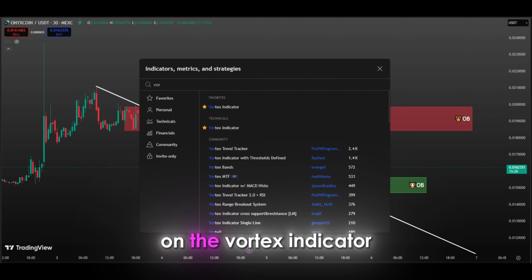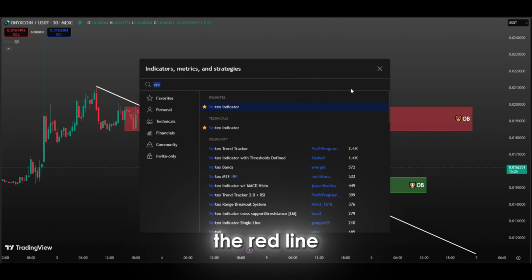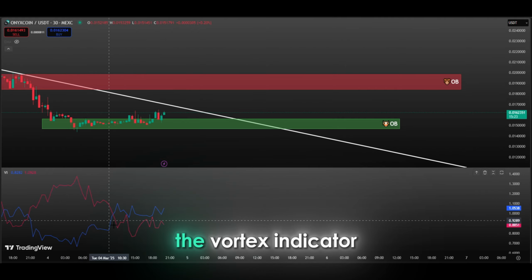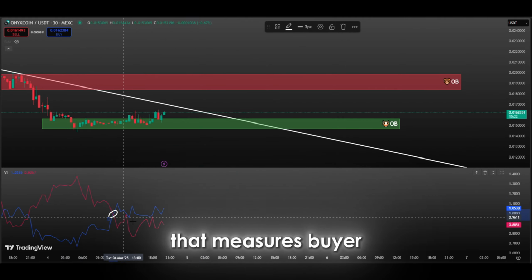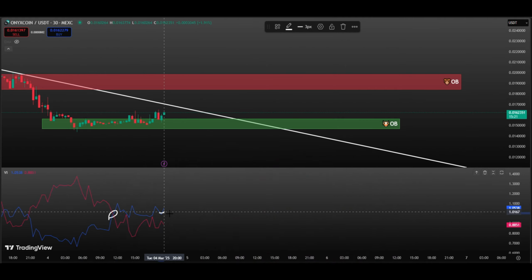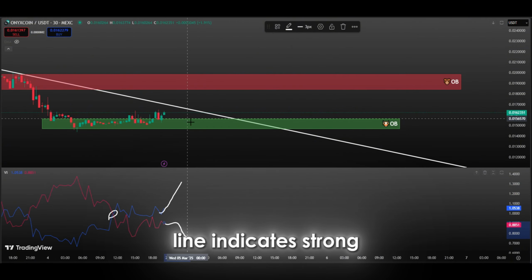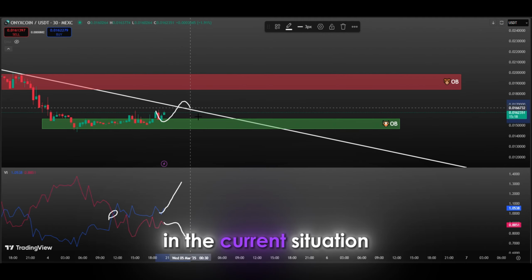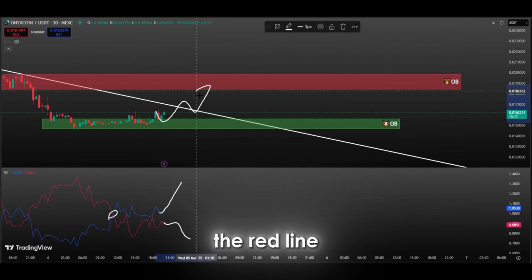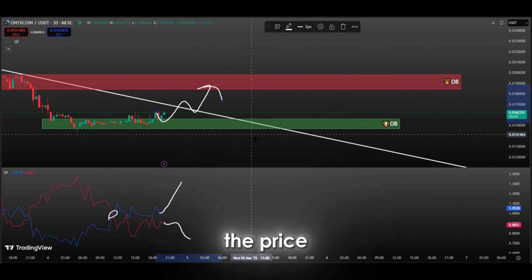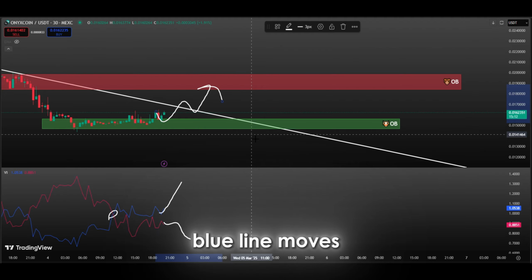On the vortex indicator, when the blue line is above the red line, this usually signals a bullish situation. The vortex indicator is an indicator that measures buyer and seller pressure in the market. The blue line indicates strong buyer pressure, while the red line indicates strong seller pressure. In the current situation, when the blue line is above the red line, it indicates that buyers are more dominant in the market, which signals an upward movement of the price. And if the blue line moves even higher, the bullishness will grow even more.